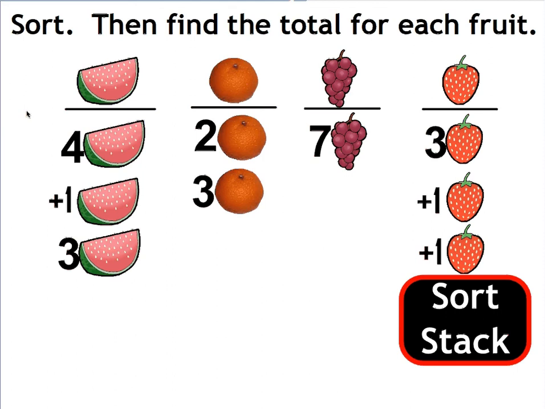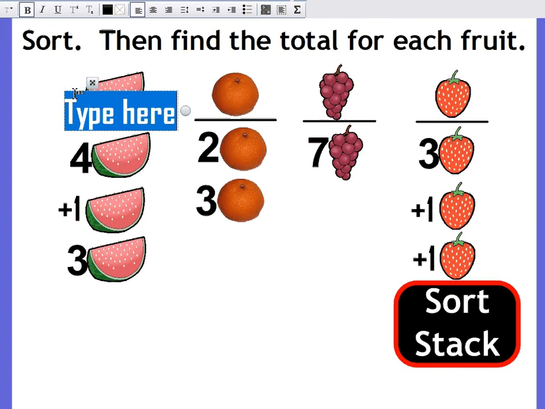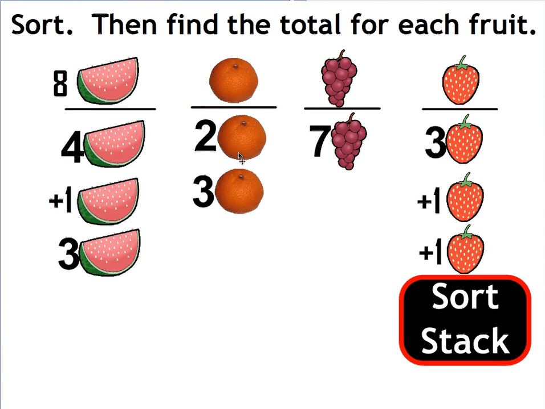And so what does that mean? Well, how many total watermelons do I have? I have 4, plus 1 is 5, plus 3 is 8. So I have 8 total watermelons. Alright, so now how many total oranges do I have? I have 2 plus 3. That's going to be real simple. That's going to be 5.